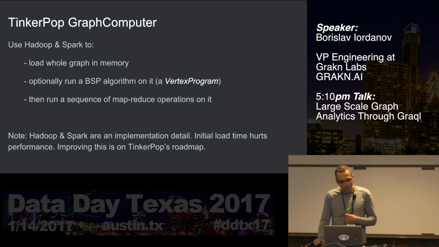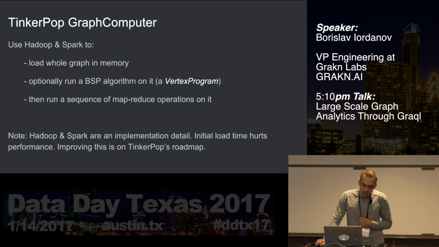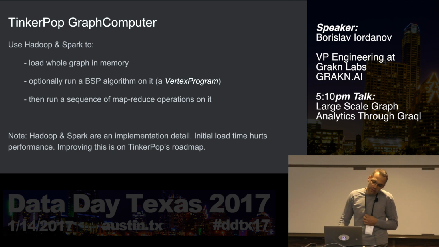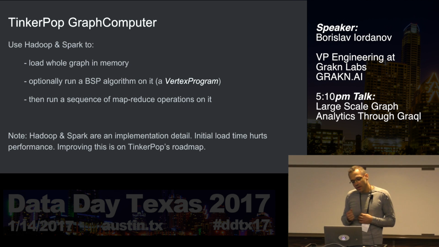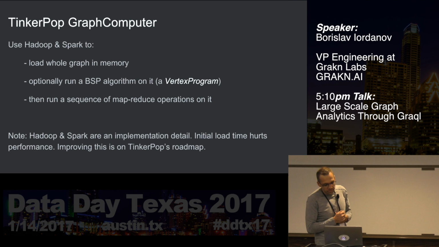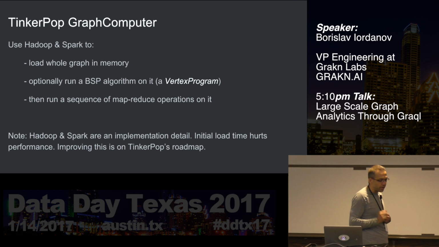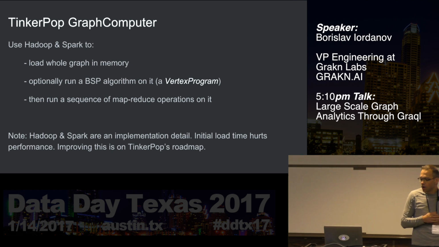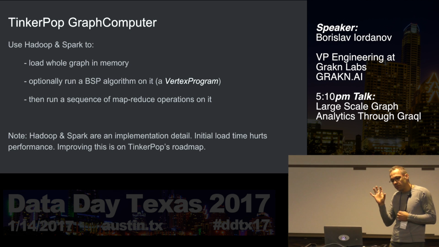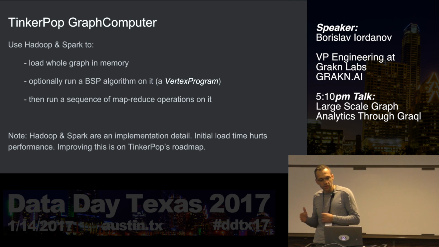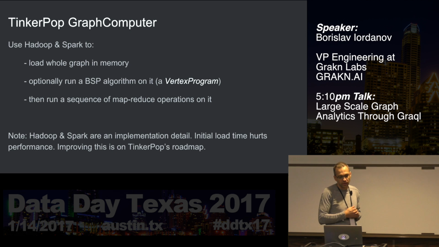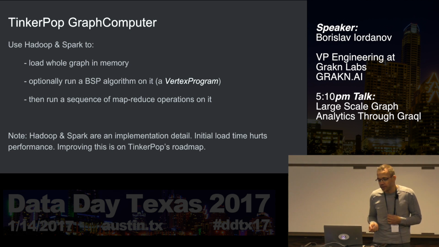So the way the GraphComputer works is it uses Hadoop and Spark, and it loads the whole graph in memory initially, and then you can say, I want to run this BSP algorithm, and I'll explain what BSP is for those who don't know. It's like the algorithm framework, and then you run a sequence of MapReduce operations after that. The BSP algorithm is what's known as the VertexProgram.